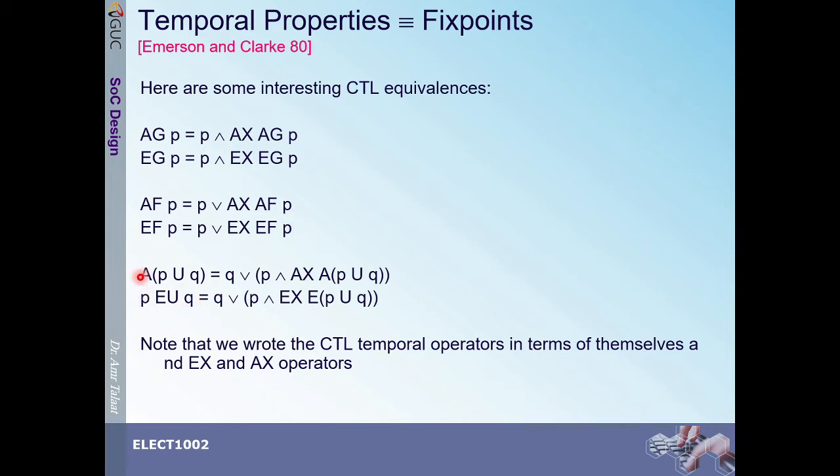So if I say A of B until Q, it's either I have Q now, or B now and AX of A of B until Q. If it is E, we can write it like this, or the E is outside. So I can say Q now, or B now and EX next time, I will have E of B until Q ready.